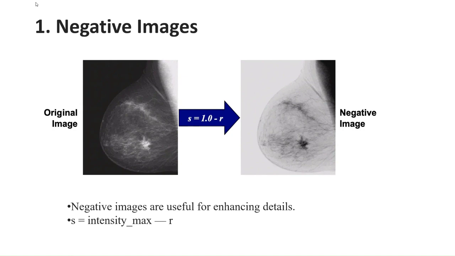Next, we are generating the negative image. It is a type of X-ray. We can take an X-ray image as an example. Negative images are useful for enhancing details. We can see the clear-cut image. Now we compare the original image and the negative image. We can see the black lines clearly compared to the original image. In a negative image, we can see the black lines clearly. Negative image means nothing but an X-ray is a negative image only. Example for the negative image is X-ray.